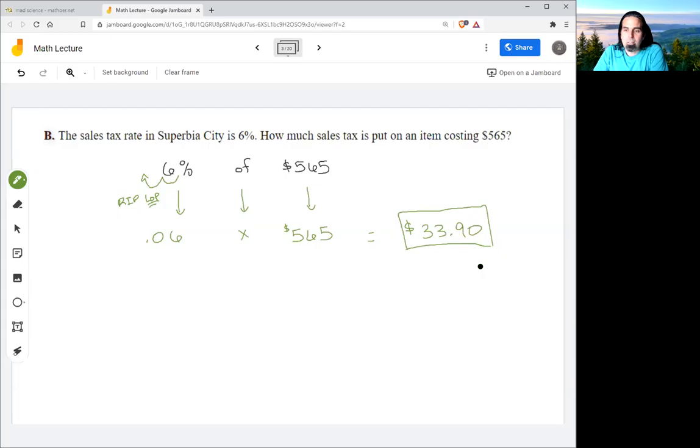This problem could have asked, how much do you pay at the cash register if you add the price and the tax together? But that's not what it did. We just stop when we get the tax.